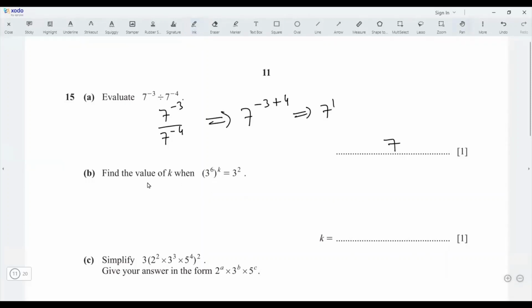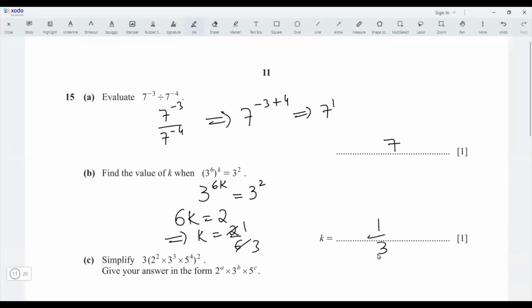So how to find the value of k in the next part. The powers will be multiplied. So 3 raised to the power of 6k equals 3 raised to the power of 2. If the bases are the same, we can make the powers equal. This is the rule for indices. So 6k equals 2. Bringing that 6 onto the other side by dividing it. So 2 by 6 results in 1 over 3. So this is part B.